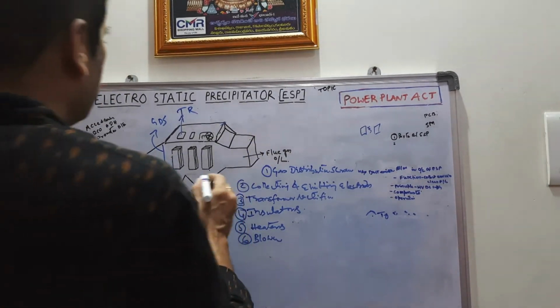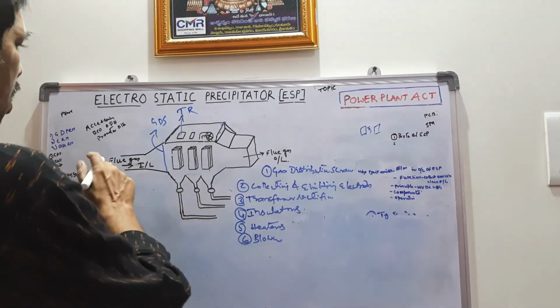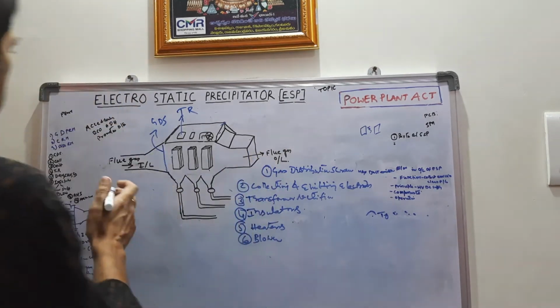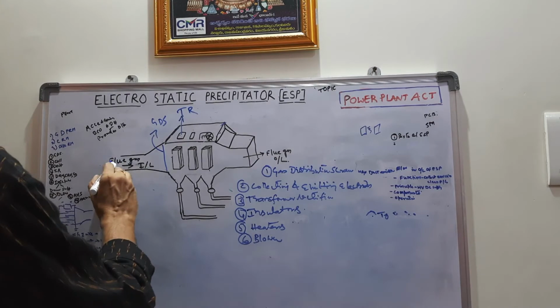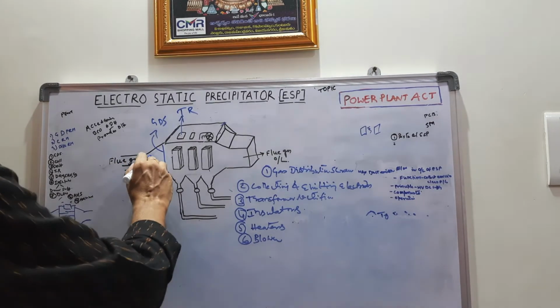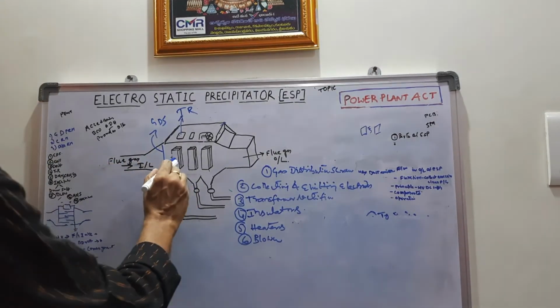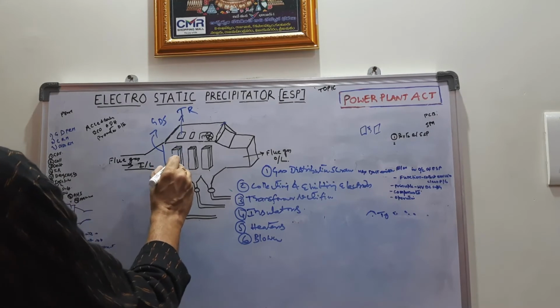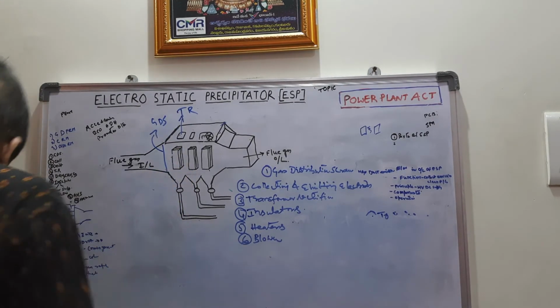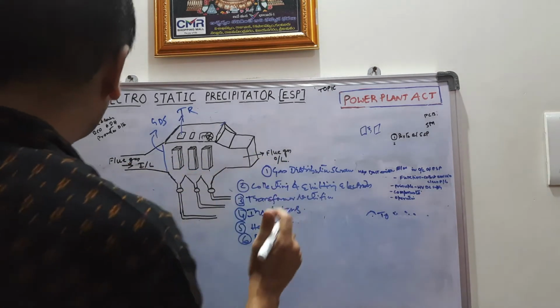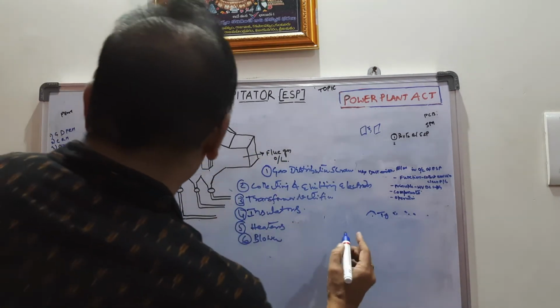Once again I am explaining how the function takes place. Flue gas at a high temperature, with more dust, enters the collecting and emitting electrodes, and I will explain how these electrodes are provided.